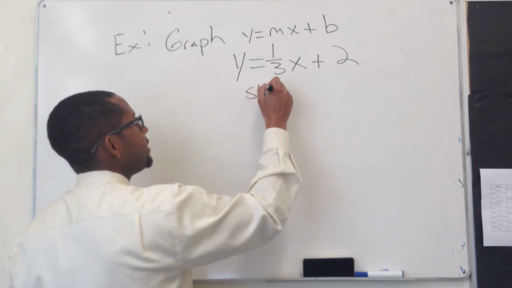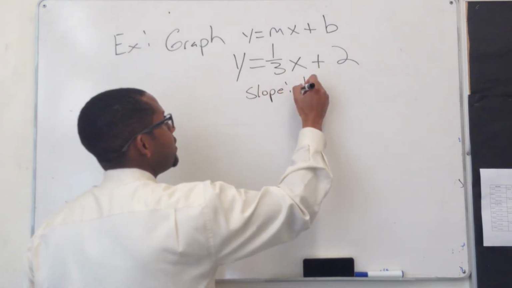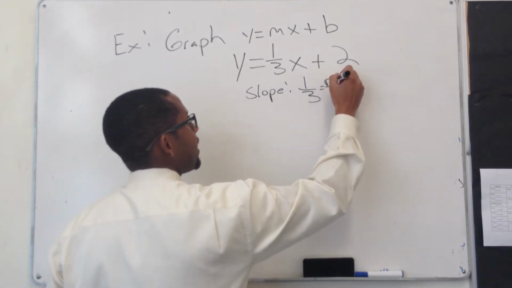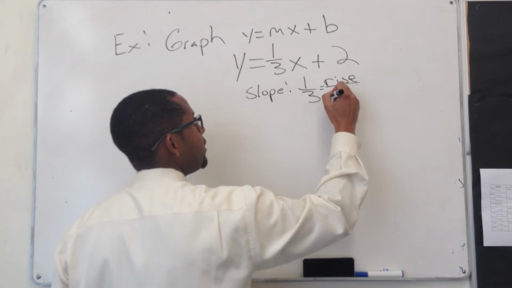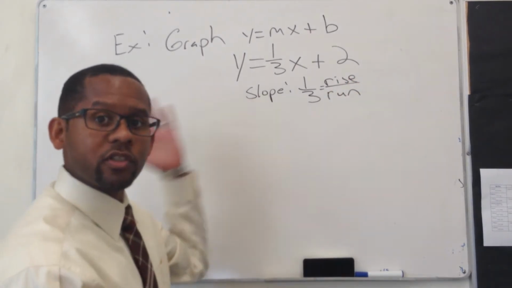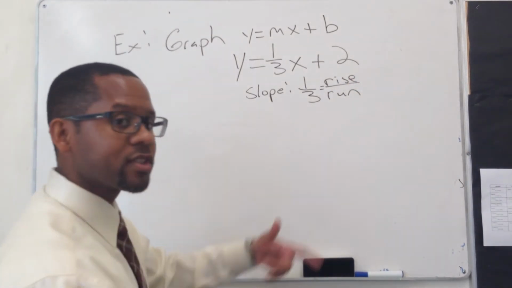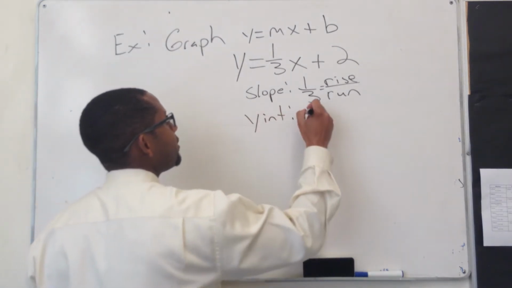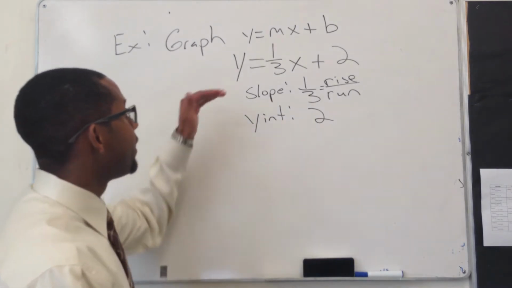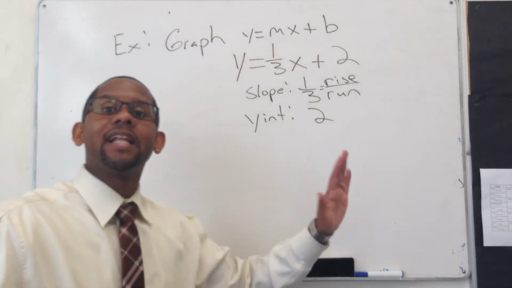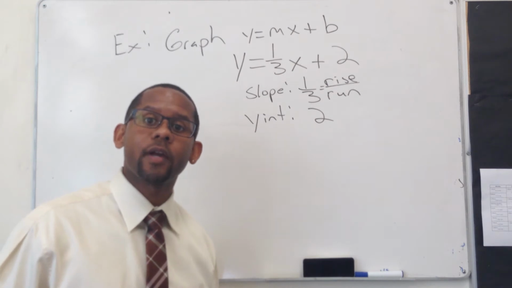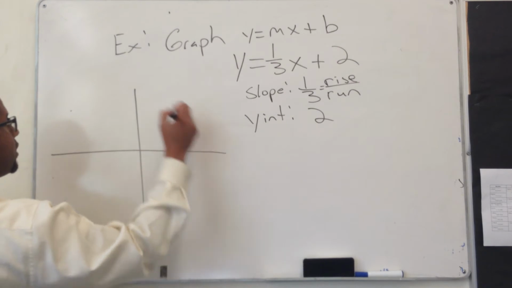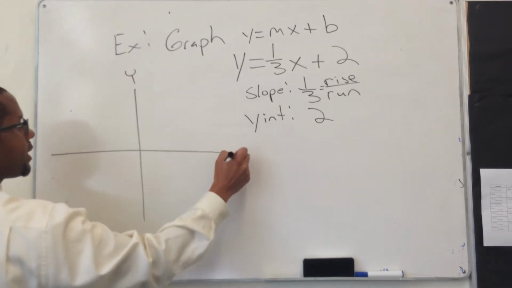The slope of this line, hopefully you're thinking, 1/3. Okay? So that means for this line I have a rise of 1 and a run of 3. I want you to write all of this out. What's the y-intercept? You should be thinking, oh, I got this fast. Y-intercept is 2. This is all the information that I need to be able to graph a line. Okay? So go ahead and draw yourself an x and y axis. Here's my y-axis. Here's my x-axis.